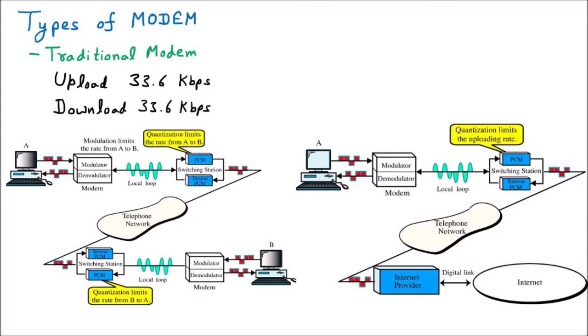Now we are starting the next category of modem after the traditional modem, that is called the 56K modem. The name 56K modem is given because the speed of downloading is 56 kbps. But in the traditional modem, the downloading speed still remains the same, which is 33.6 kbps. So if I say the upload speed of this modem, that will remain same.